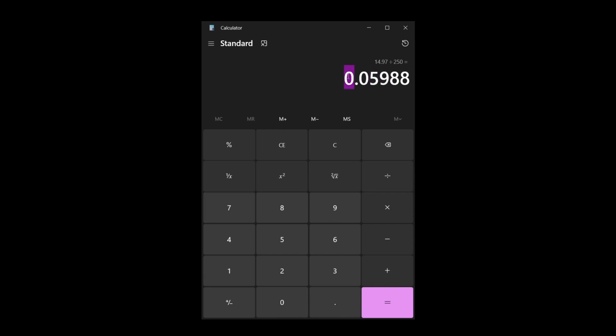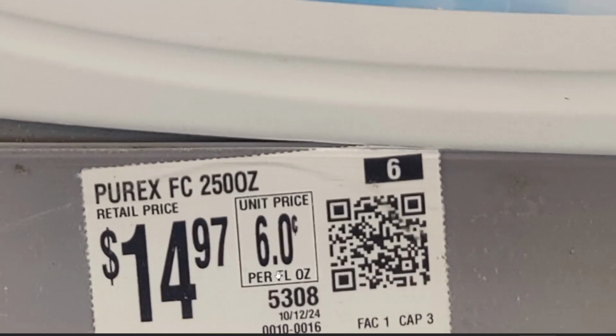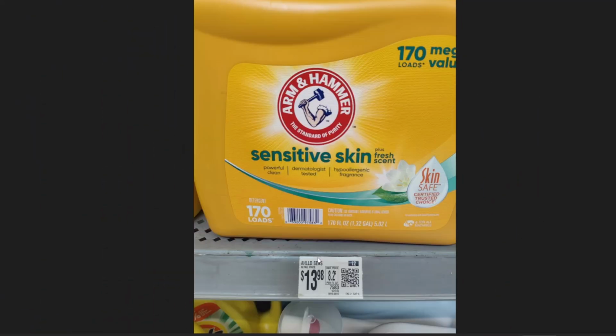That's $0.05, like 5 cents. But then with this 9, you're going to round that 5 up to 6, because that's basically 6 cents, which matches exactly what it says here: 6 cents per fluid ounce. Let's look at another brand real quick. Arm & Hammer.